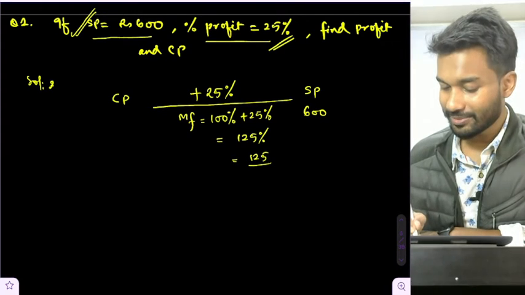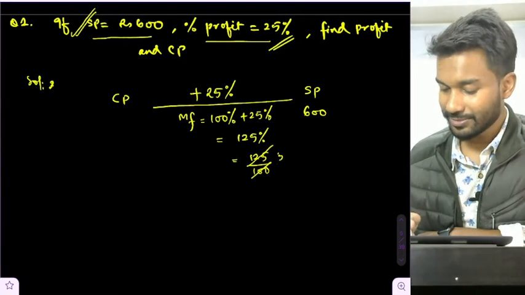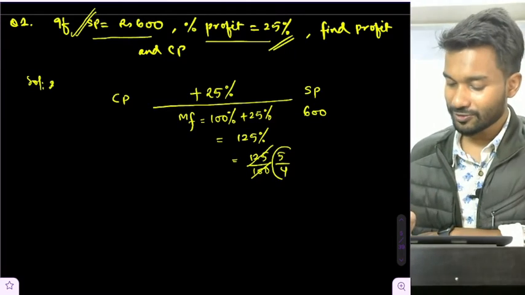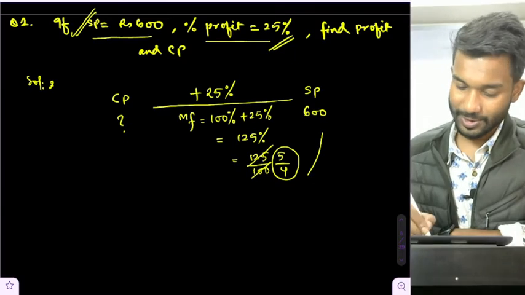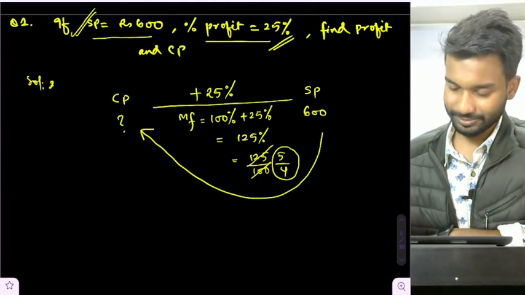125% means 125 by 100. 25 is 5 times, 25 is 4 times. This 5 by 4 is the multiplication factor. Cost price is unknown. So to find cost price, we have to go in the backward direction.